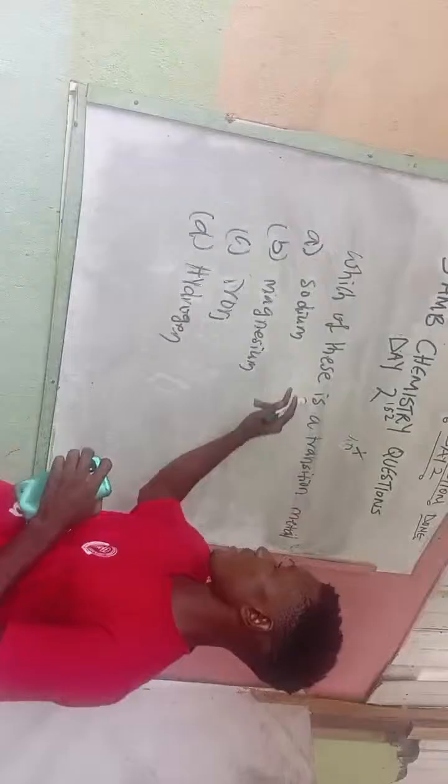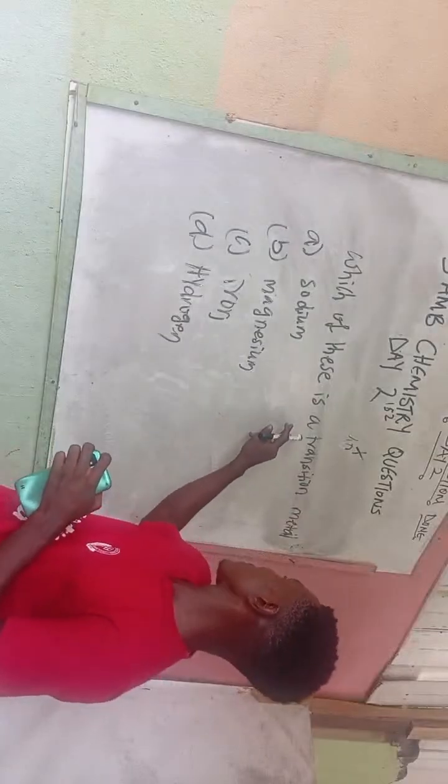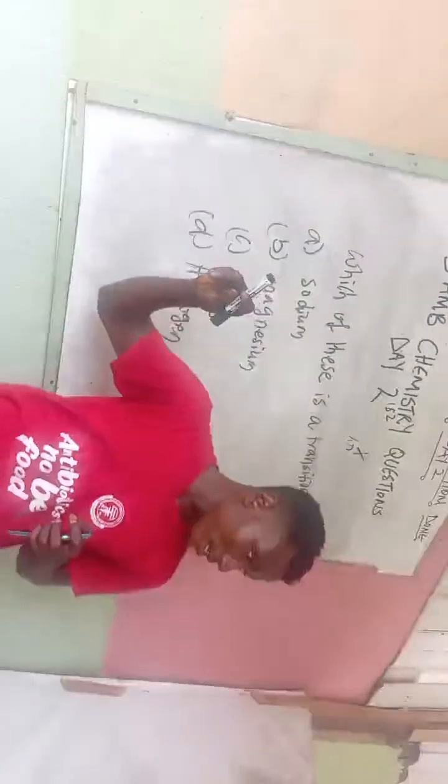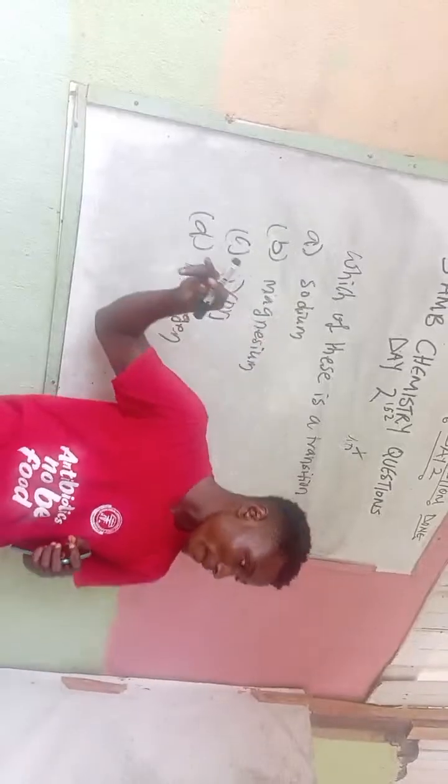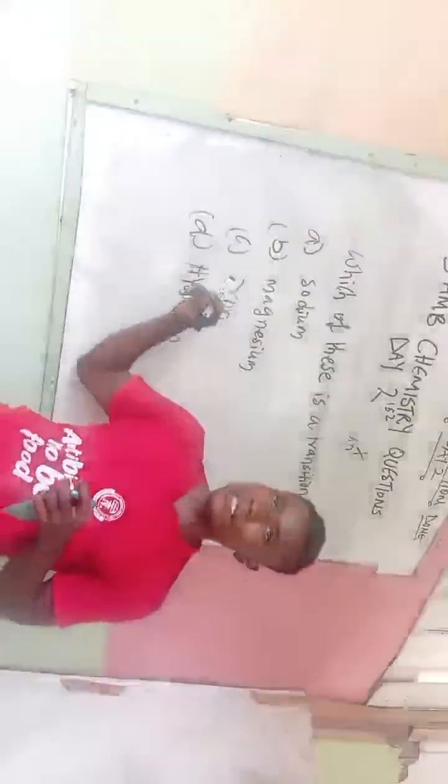Which of these is a transition metal? No, most electronegative. Which of these? The most electronegative element in the periodic table is fluorine.